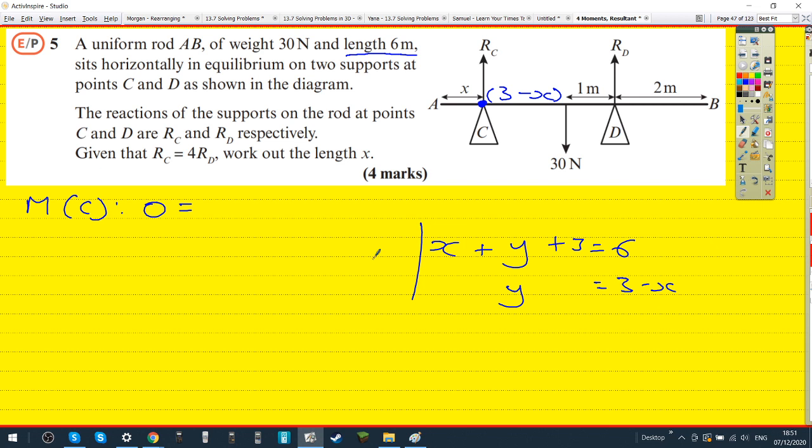So the distance is going to be x. There's no force at A. So distance from C to one of the forces times the force. So is it 3 minus x times 3? Yes. 3 minus x times 30.